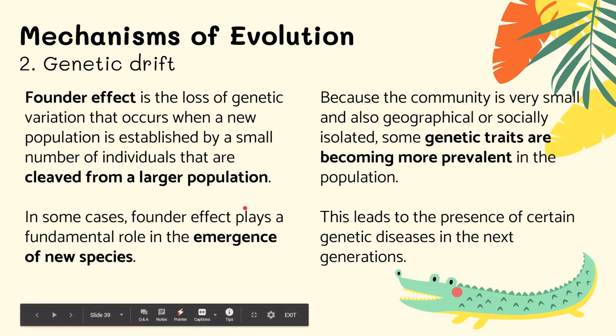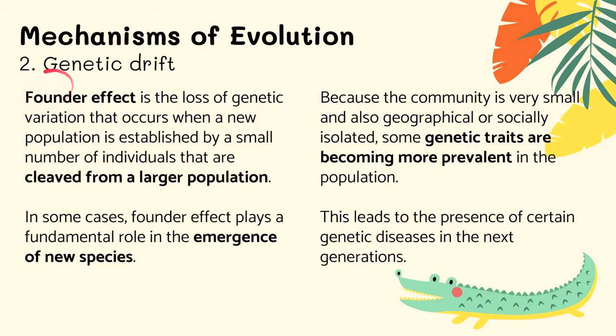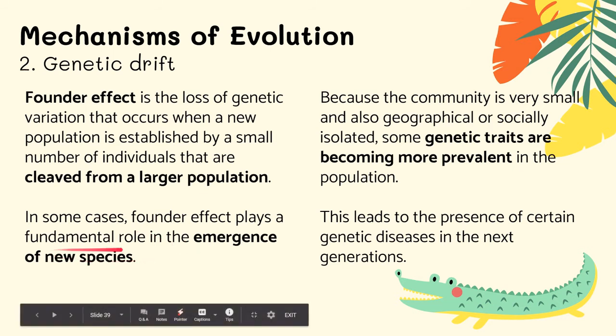Another type of genetic drift is the founder effect. So you will have an idea here, founder effect. This is the loss of genetic variation when a new population is established by a small number of individuals that are removed from a larger population. In some cases, this effect plays a fundamental role in the emergence of new species.